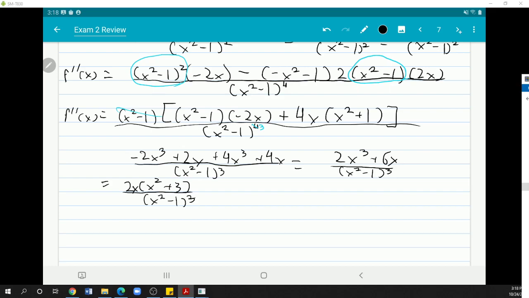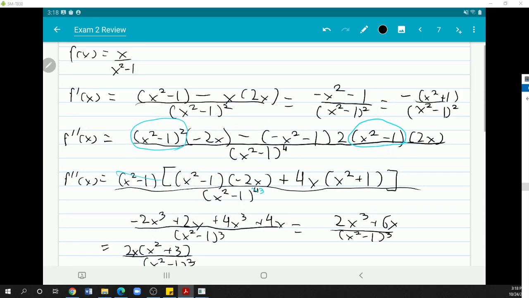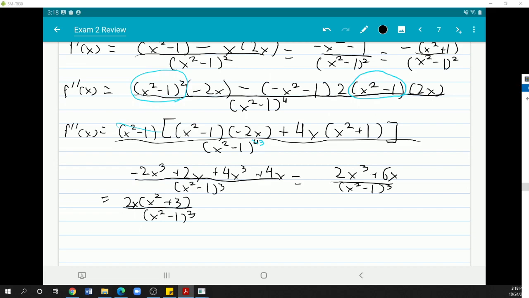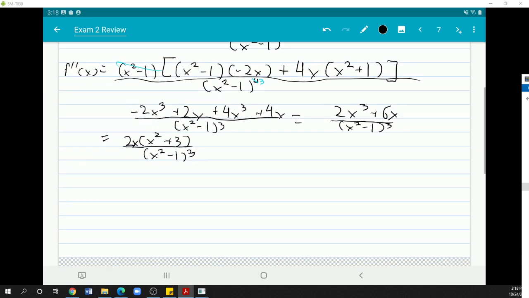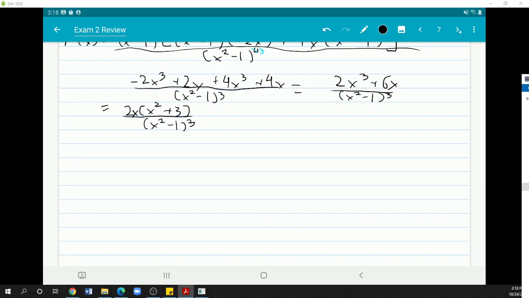Great, so we have f prime and we have f prime prime. So now we're ready to find critical points and find where it's increasing, decreasing, where it's concave up, concave down.